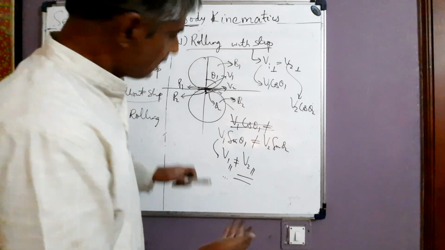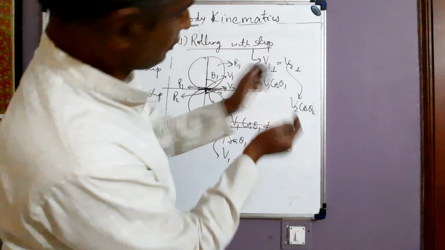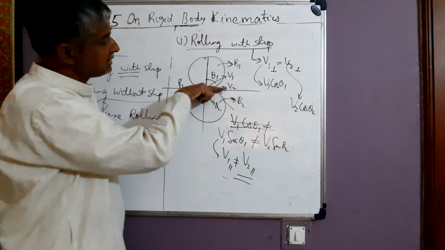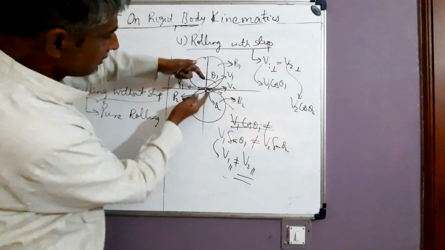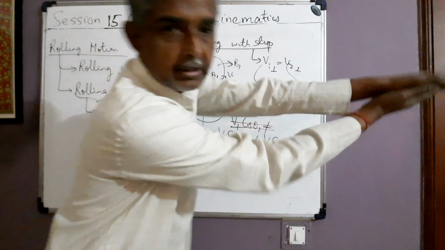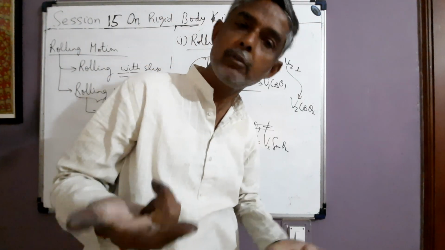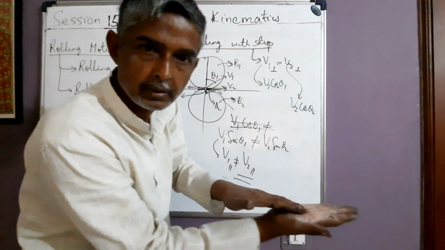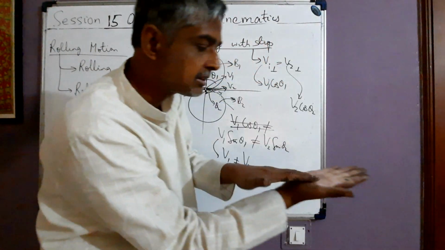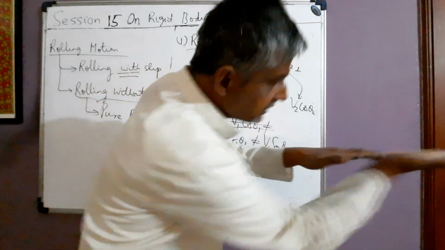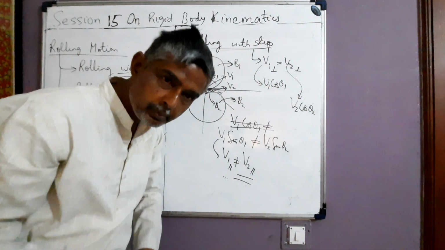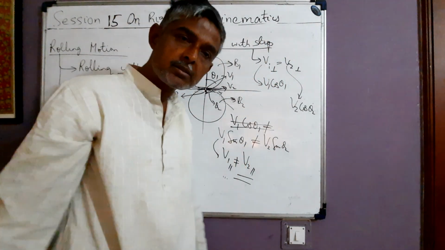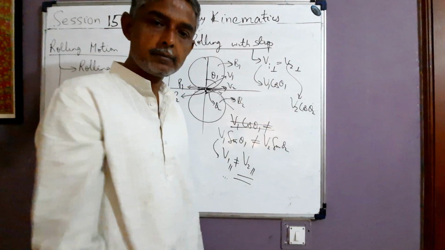If, for example, these two contact points P1, P2 have the same velocity in the tangent plane, then they cannot slip. They'll move together. So that will be rolling without slip. But we are talking of rolling with slip, that is, one is slipping over the other. If it is like this, then V1 parallel is more than V2 parallel. If it is like this, then V2 parallel is more than V1 parallel. In both cases, slipping will take place. That is the case of rolling with slip.